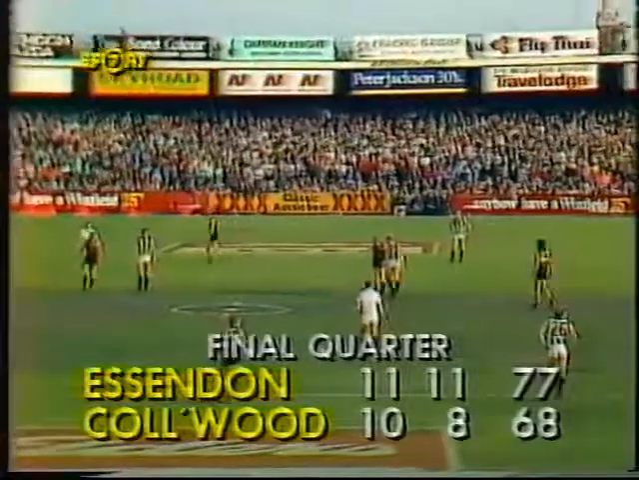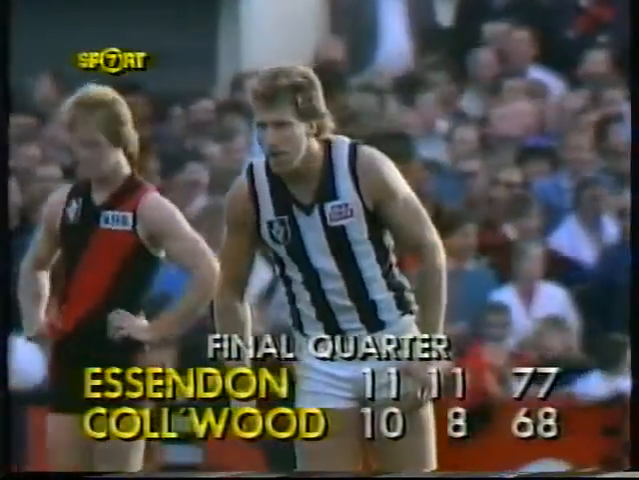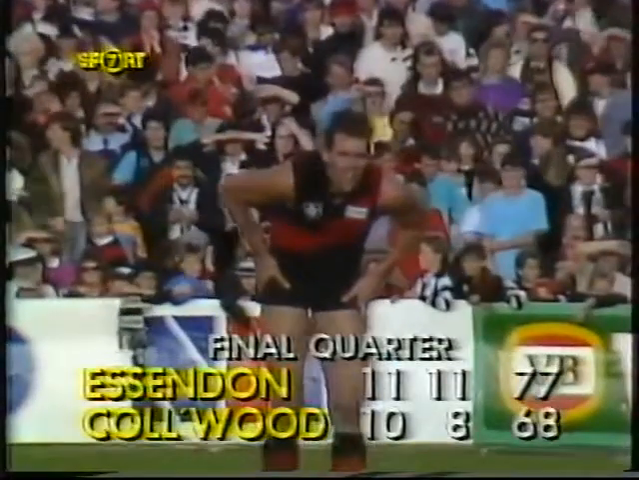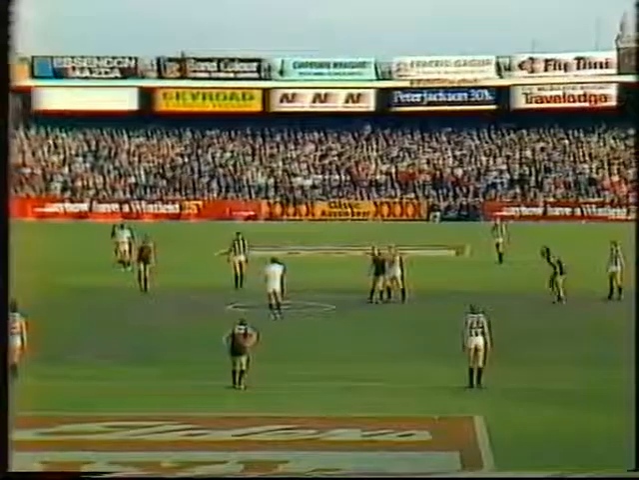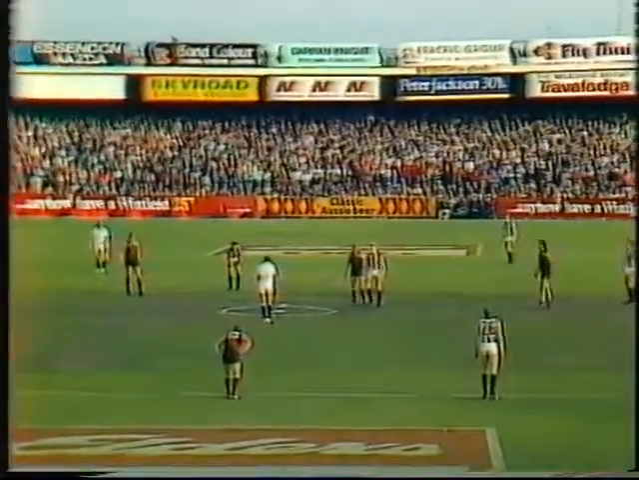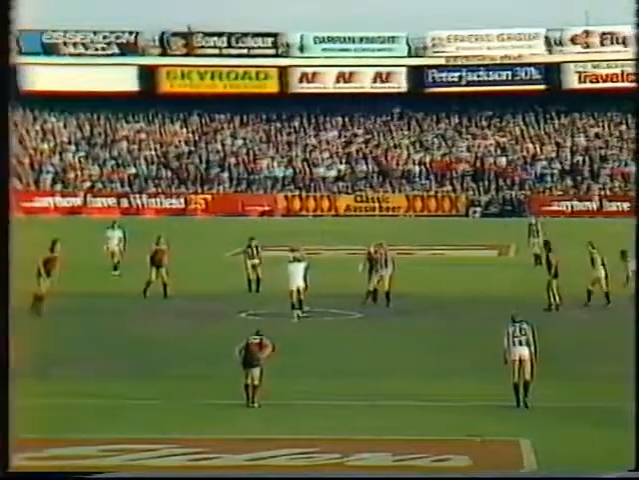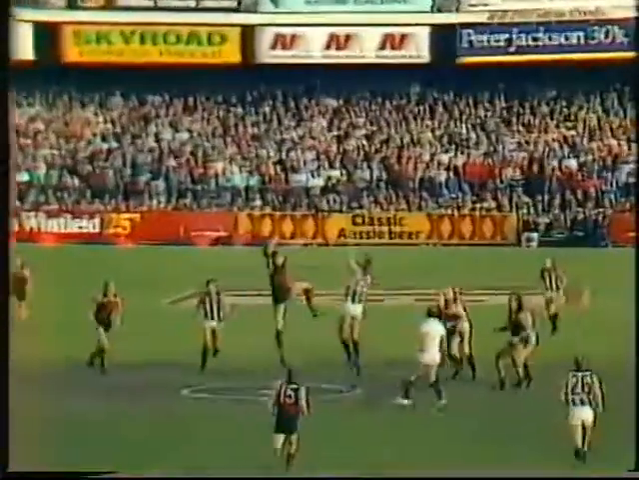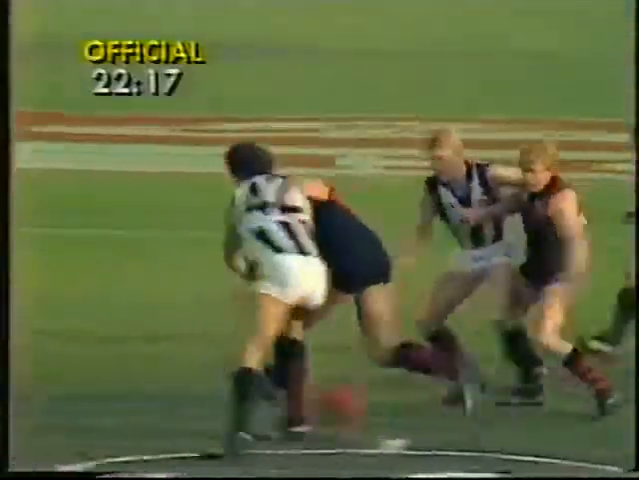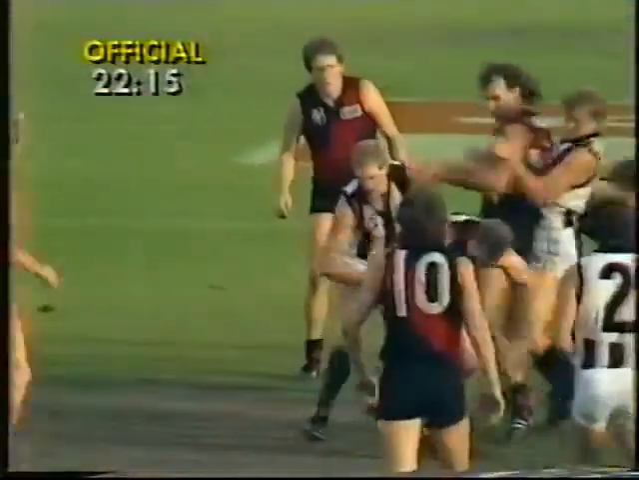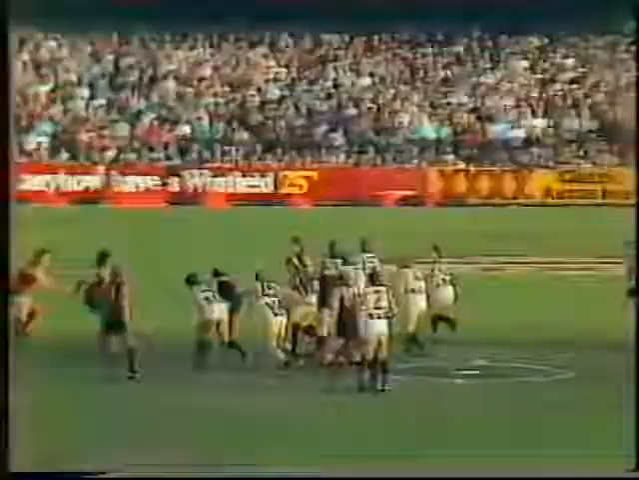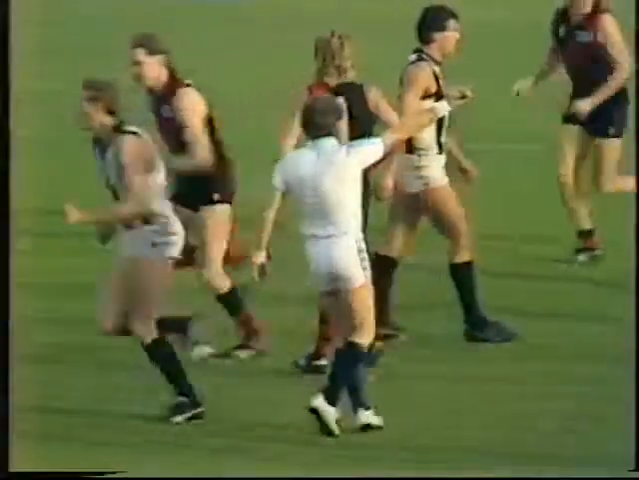9 points again, the margin in Essendon's favour. Fellows and Salmon. Only 5 minutes into the last quarter. Salmon can't break clear. Neither can Hawker. Congested play. Salmon gets a kick to it now. There's a free kick being picked out of it.